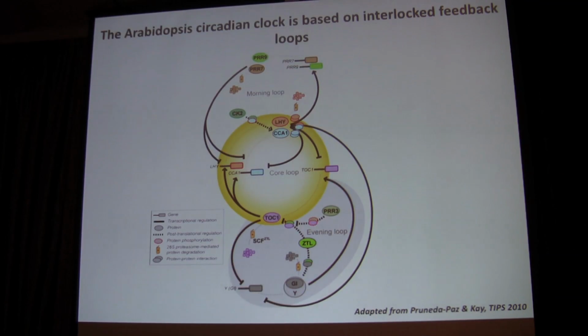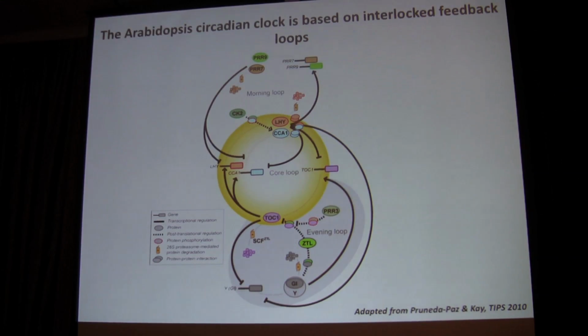And this architecture, as in other organisms, is built on multiple interlocked feedback regulatory loops. Now, one interesting characteristic of these feedback regulatory loops in Arabidopsis is that, for the most part, they are built on the transcriptional regulation among the different clock components. So usually, one clock component is regulating the expression of its own regulator.